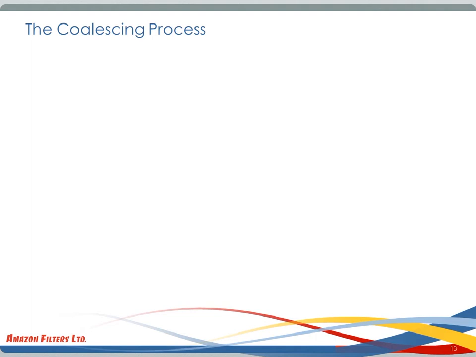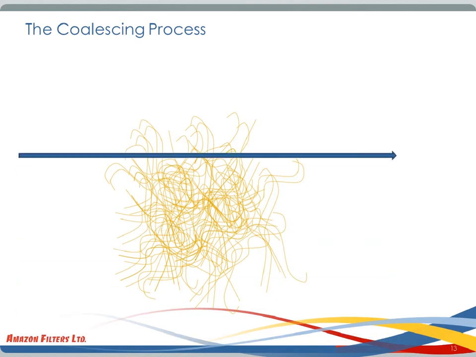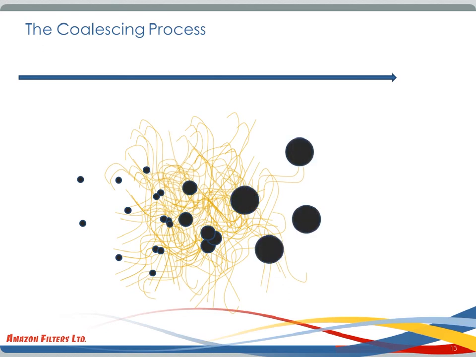The coalescing process is another approach we can use when trying to separate small droplets. Here we use a fibre matrix, either in a cartridge form or as a pad, to intercept the flow as it goes across it, and the smaller droplets coalesce within the matrix to become larger droplets.